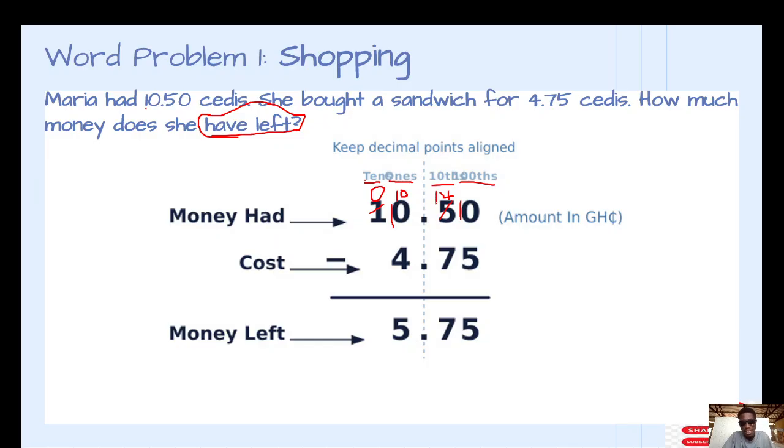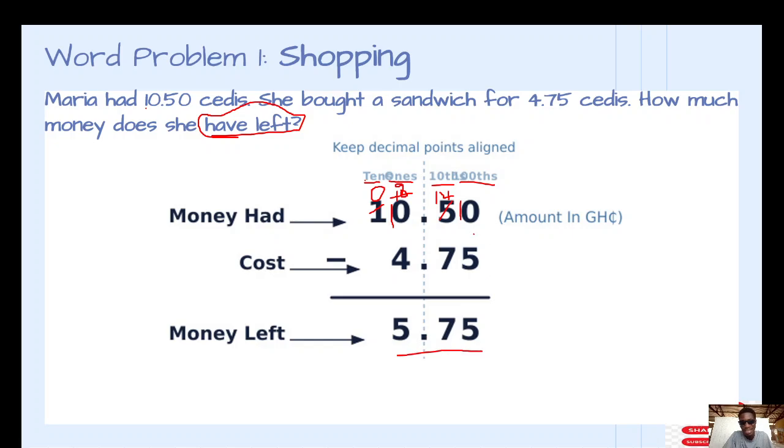Making 14. So you now have 14. After borrowing 1 from the 10, remember it is no longer 10. It has now become what? 9. Please don't get confused. So now 14 minus 7 gives us what? 7. And then we have 9 here. 9 minus 4 gives us what? 5. So that is how come we have 5.75 as our final answer.